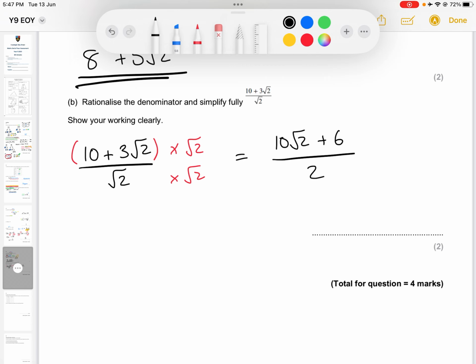Last thing to do, we have a fraction to simplify. You can write these out separately, basically dividing them both by 2 separately, like so. The 10 root 2 divided by 2 gives you a 5 root 2, and the 6 over 2 gives us a 3. So 5 root 2 plus 3 is our final answer. Done.